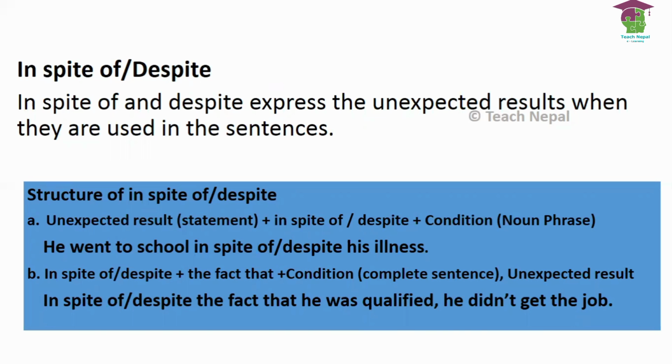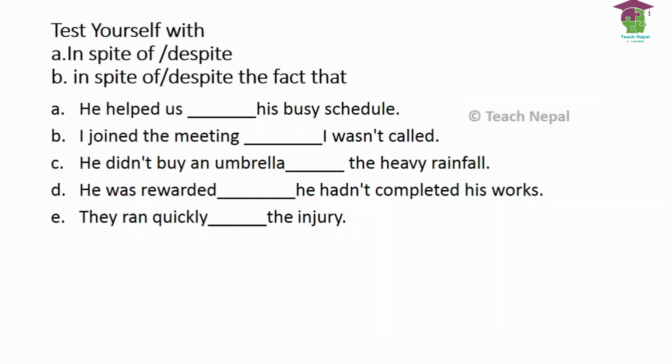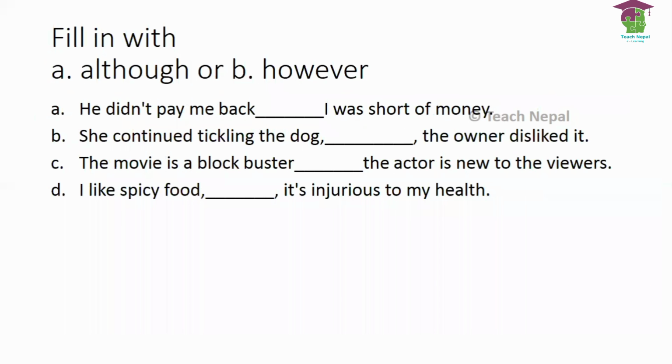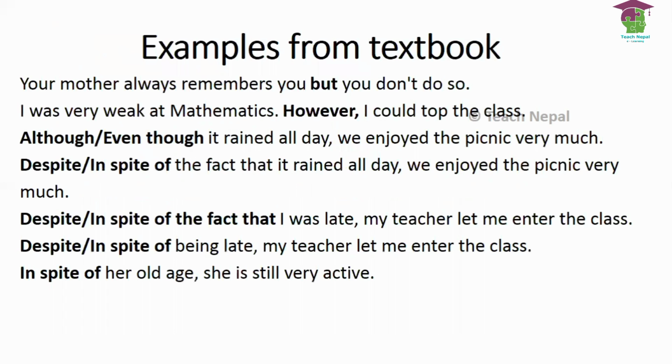What is the sentence in number B? It is a complete sentence. Test yourself, it's just for testing you. Now you need to fill with although or however: he didn't pay me back although I was short of money. Here you need to use although. Now there is no comma here, so we could not use however there. But number C: continued tickling the cat, however, the owner disliked it, right. In this way you can use it. So examples from the textbook you have been given.